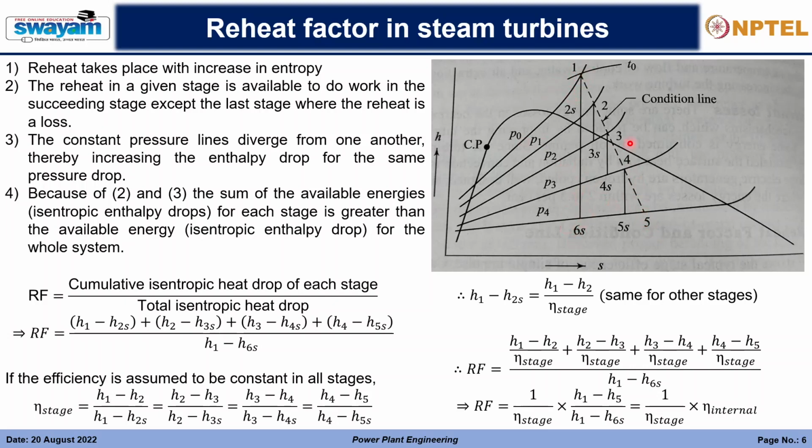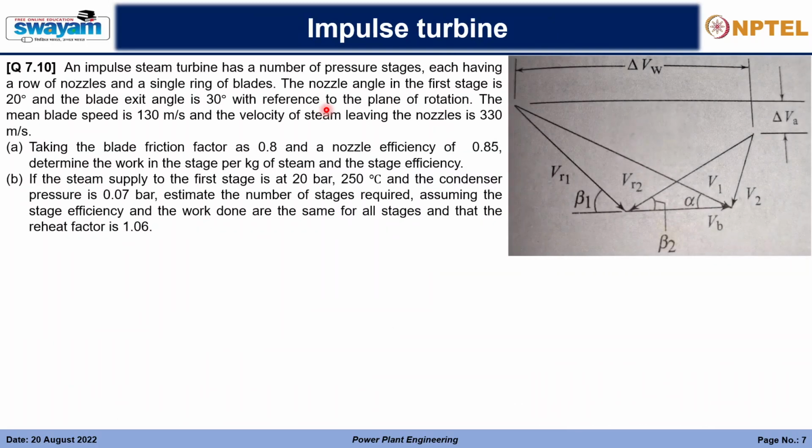So the efficiency of the whole thing would be h1 minus h5 divided by h1 minus h6s. So that is what we are getting, 1 by eta stage into eta internal. That is the whole case, right? So RF is eta internal divided by eta stage. We will use this particular formula in the next problem that we have. That is why I wanted to give you this particular concept. Okay, so let us move on.